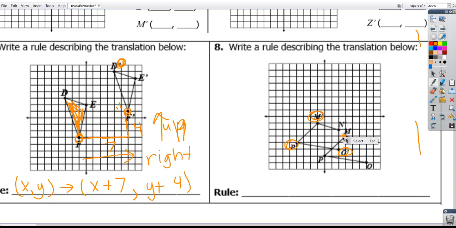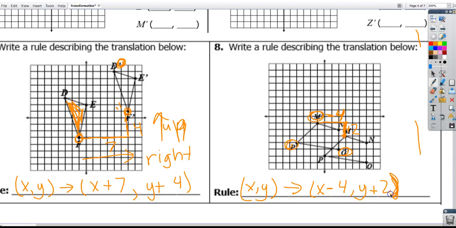So I'm going to pick this one. I'm going to count to get to my other M. So I went up 2. So I'm going to put y plus, I messed up. I'm going to have y plus 2. And then after I went up 2, I went left 1, 2, 3, 4. So I went left 4, so I minus 4. And I went up 2. So I'm going to start with my x comma y because that's my original shape. I didn't do anything to it yet. Then I went left 4, up 2.